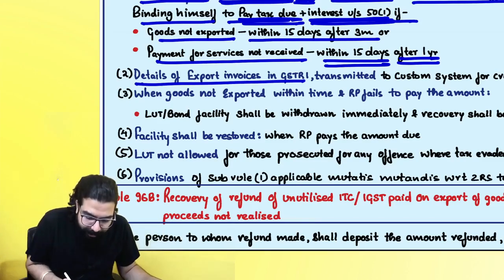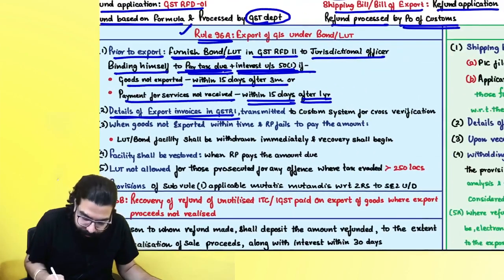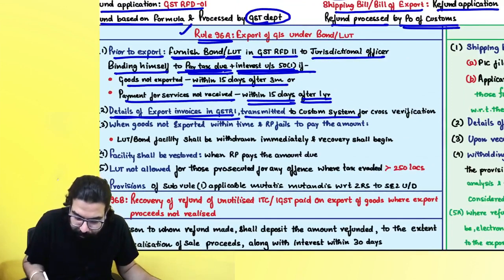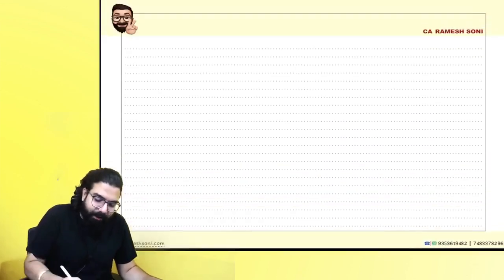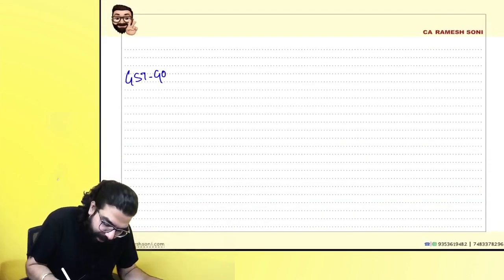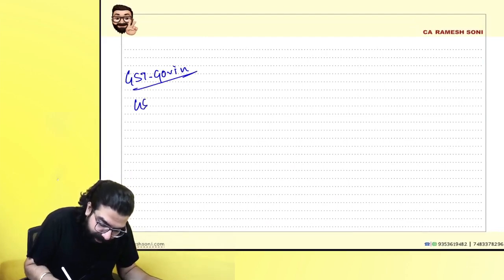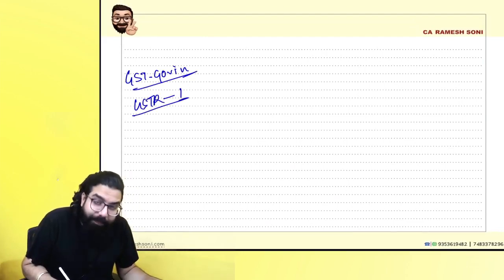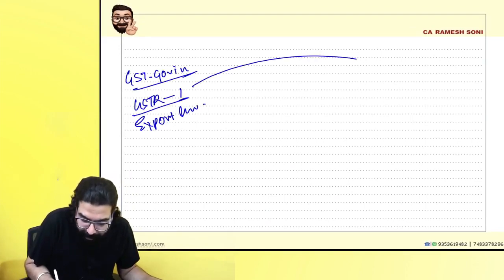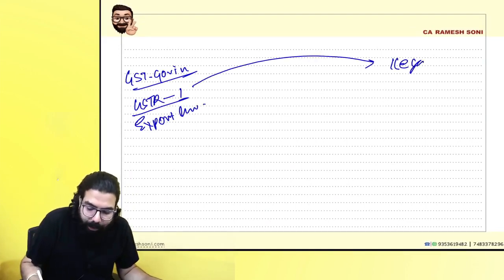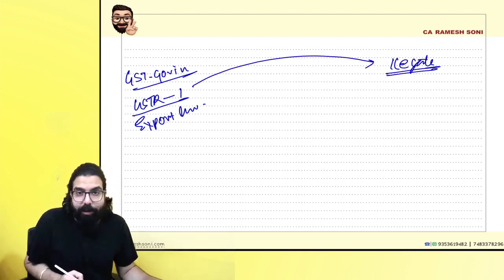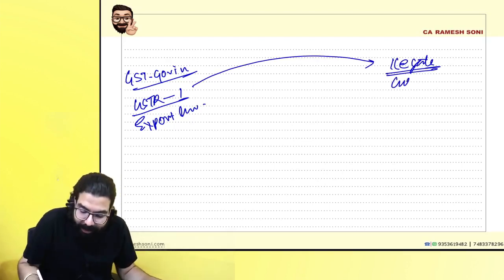Sir, always remember, details of the export invoices will always be transmitted to the customs system for cross verification. Means, sir, one is gst.gov.in. Here you will file your GSTR1, where you will say this was my export invoices in your GSTR1. This will be communicated to the IceGate portal, icegate.gov.in, because this is the customs portal.